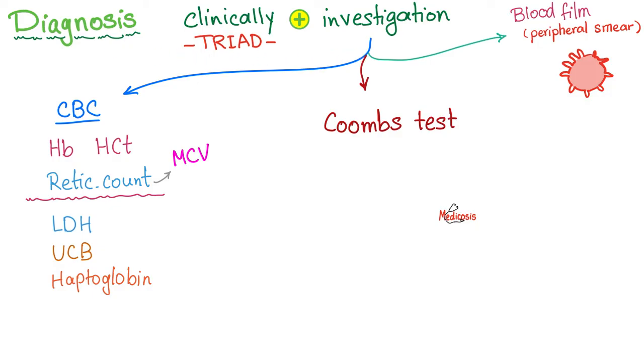Take me to the lab. What should I order? Complete blood count. Okay, all right, let me look at the red blood cells. What do you think happened to my red blood cell count? Well, it's usually low if it's a chronic hemolysis. How about hemoglobin concentration? Low. Hematocrit value or packed red cell volume, low.